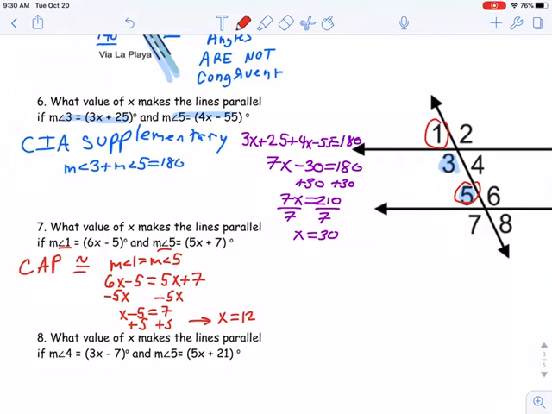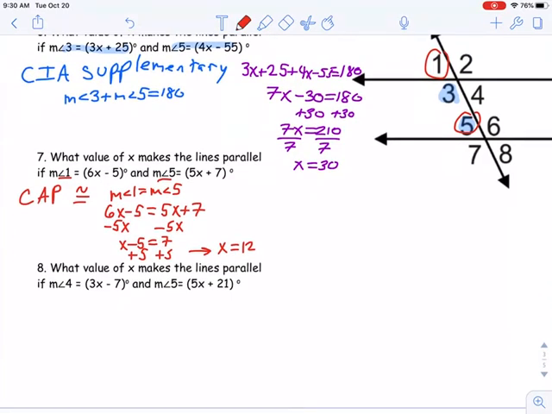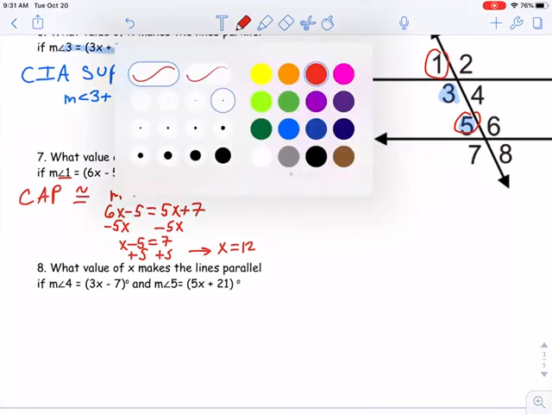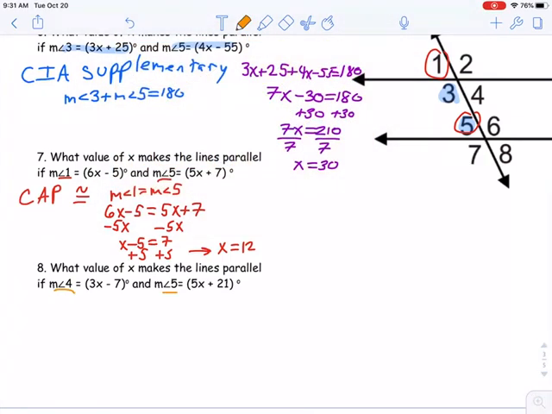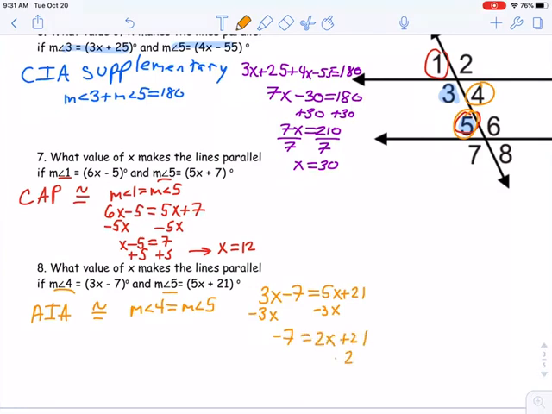Nice. And then this one right here, what value of x makes the lines parallel? You got angle 4 and angle 5. So angle 4, angle 5, what's the relationship? They're alternate interior angles. So for the lines to be parallel, the angles must be congruent. So that must mean the measure of angle 4 should equal the measure of angle 5. So we're going to get 3x minus 7 equals 5x plus 21. Subtract 3x from both sides. We're going to get negative 7 equals 2x plus 21, minus 21 from both sides.